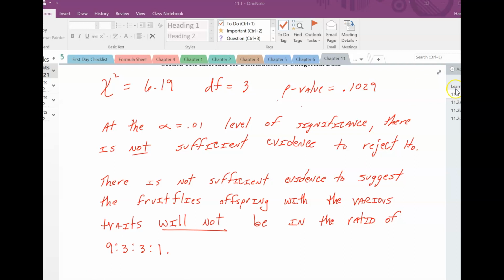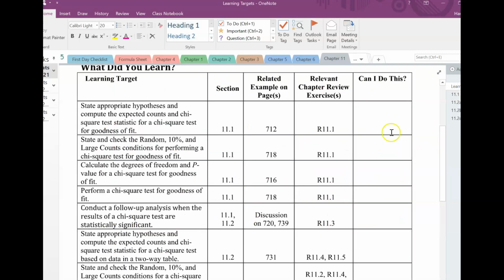Just to kind of recap the learning targets here, this is the only activity for 11.1, so we have covered all of these things. Stating the hypotheses and computing the expected counts for a chi-square test of goodness of fit. Checking the conditions: random selection, 10%, large counts. Knowing how to find the degrees of freedom, which is always 1 less than the number of categories, and finding the p-value. Performing an entire test, all parts. And then discussing or analyzing at the end in terms of which category is contributing the most to your chi-square test statistic.